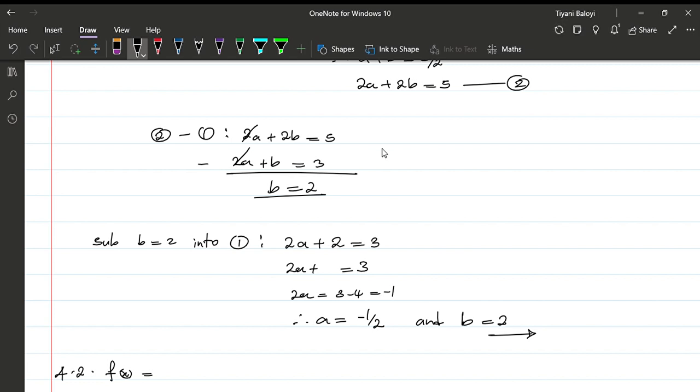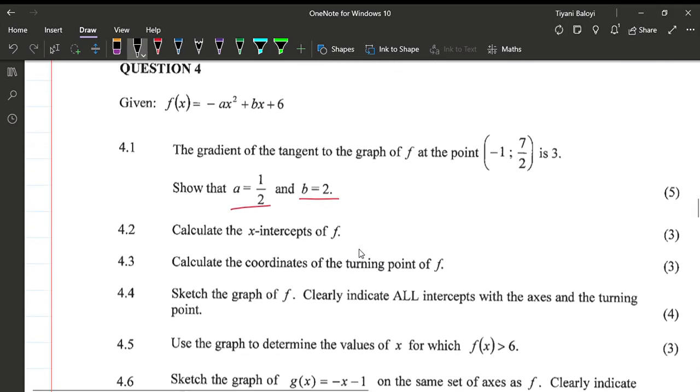Let me just do this. Because we take this to the other side, we'll have 3 minus 2, which is equal to what? 1. So now we divide by 2, 2, right? This cancels. a is equal to 1 over 2. So our a is just plus 1 over 2, so we'll prove that a is equal to 1 over 2 and b is equal to 2.